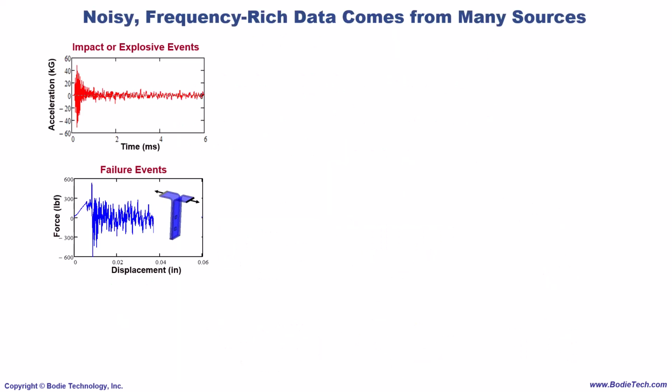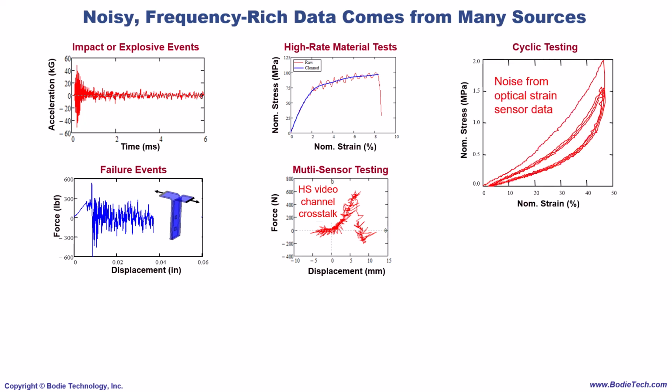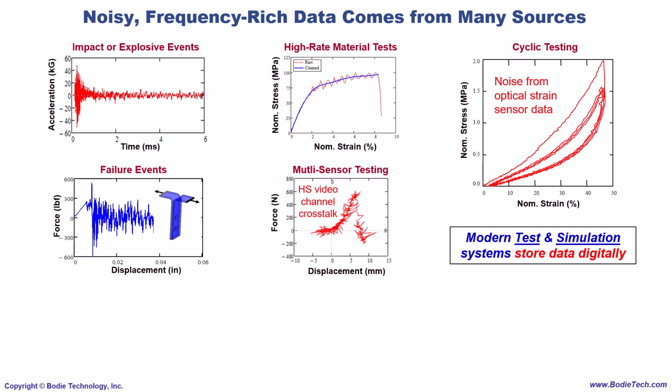Noisy, frequency-rich data comes from many sources, including impact, explosive, and failure events, high-rate material testing, and testing utilizing multiple sensors, as well as cyclic testing with optical strain gauges, and more. Whether this data comes from physical testing or numerical simulations, all of these kinds of data sets are stored digitally. Unfortunately, many mechanical engineers have had little to no education on how to work with such data. They are not sure how to avoid distortions and errors, nor how to interpret results that are meaningful and accurate without a lot of doubt.